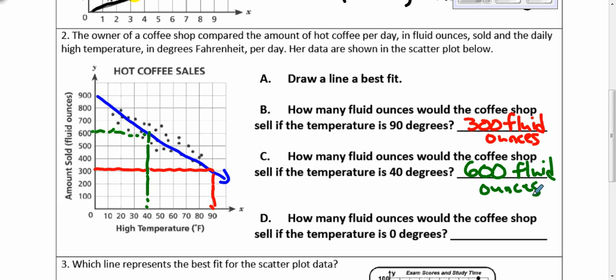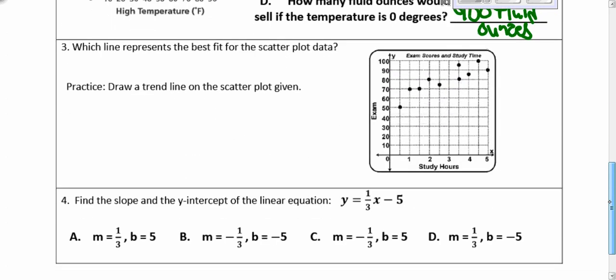And then it says how many fluid ounces would the coffee shop sell if the temperature was 0 degrees. 0 degrees is right here. I would go up to the trend line, and according to my trend line, they would sell 900 fluid ounces. And that question, pretty easy.